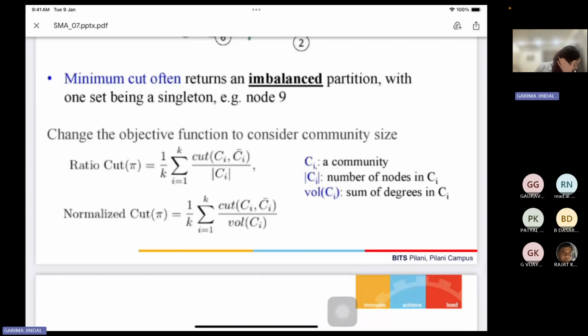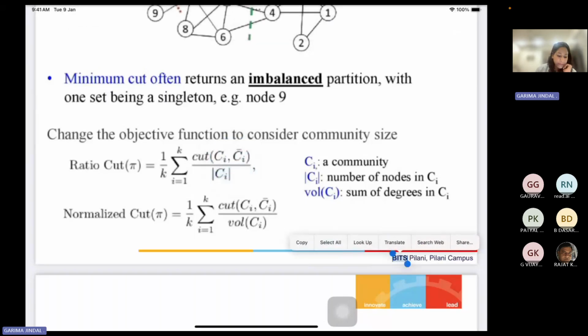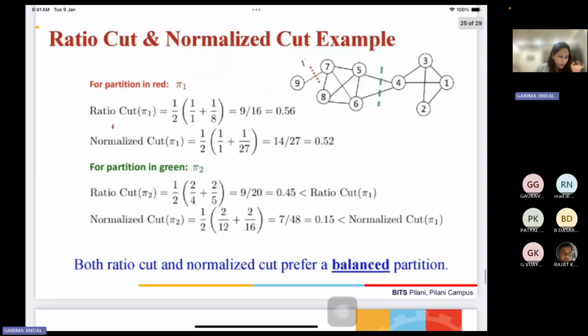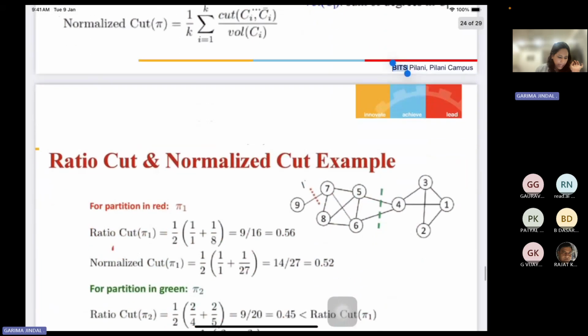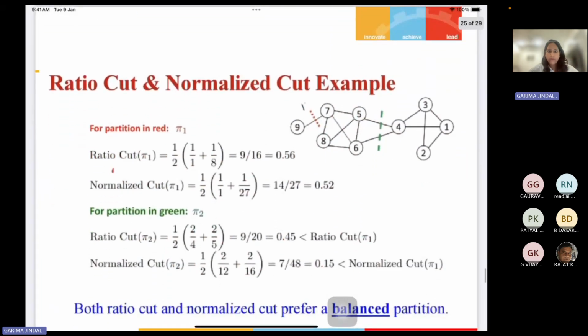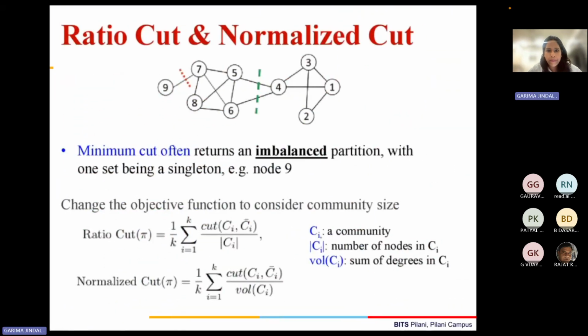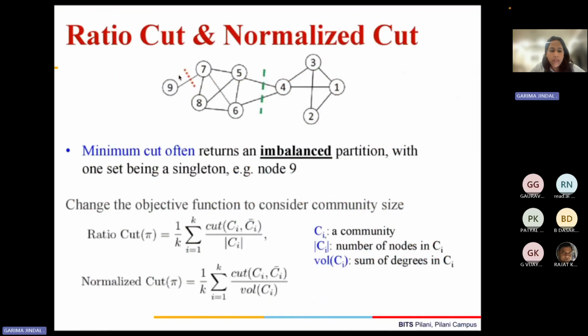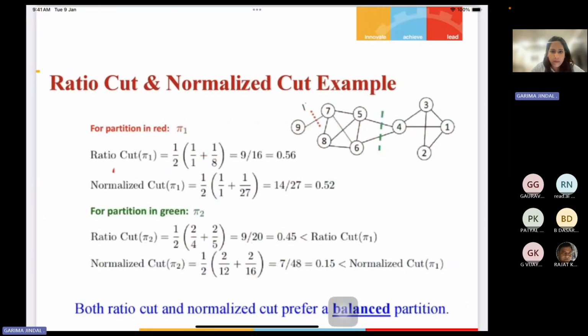Then we have another mathematical notation, that is normalized cut. In normalized cut, rather than using the size of the subgraph, the size of the community, we use the summation of all the degrees in the subgraph. Now let us try to calculate these two values. Just a second, I'll show you the calculation of these two values.